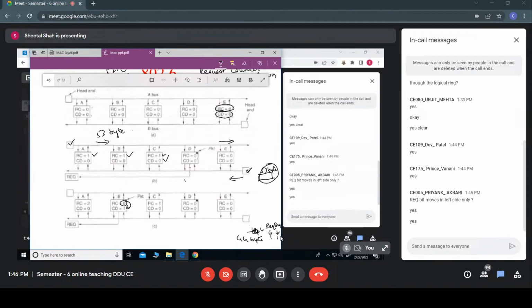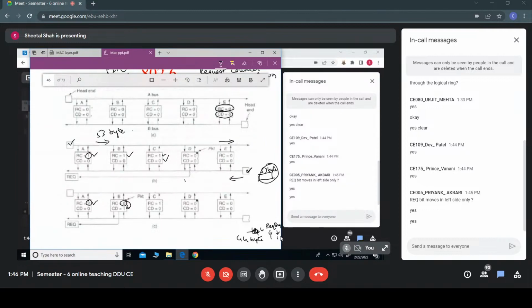Since this request bit is moving in this direction, station A would find that earlier it was 1. Now one more request has come, so the counter would be incremented by 1. So it would become 2 now. Is it clear now?